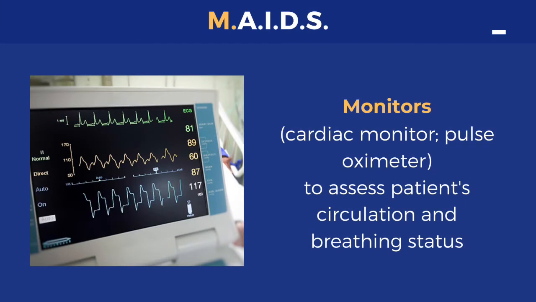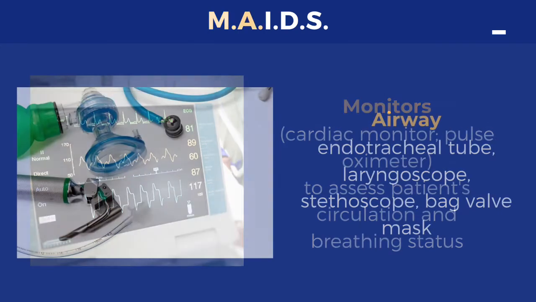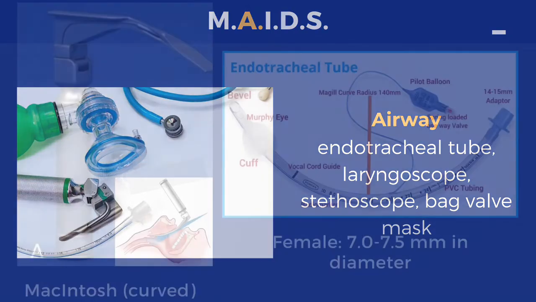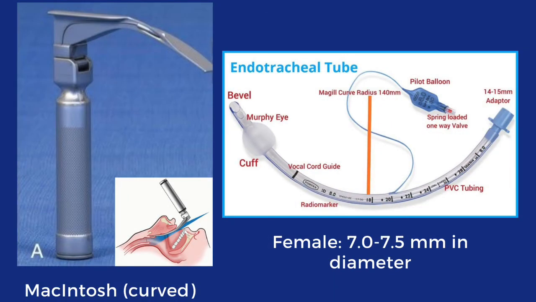To aid in remembering the materials needed, we use the mnemonic MAIDS. M for monitors, pertaining to cardiac monitor and pulse oximeter. A for airway, pertaining to endotracheal tube, laryngoscope, stethoscope, and the bag valve mask. Here we use the Macintosh laryngoscope and the 7 to 7.5 mm in diameter ET tube.